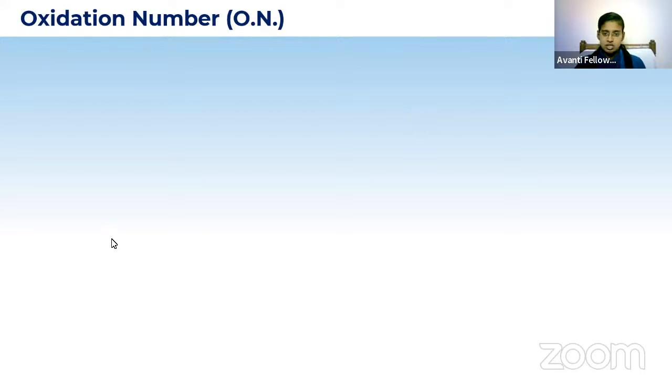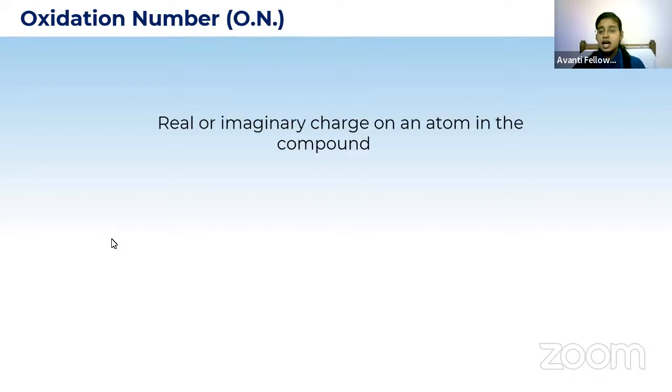Vaishnavi, Roshan, Jane, Vishimoga, Vangtoy, can you guys try the definition for oxidation? Oxidation number, not oxidation, oxidation number. Okay, let's go ahead. So it is the real or imaginary charge on an atom in the compound.